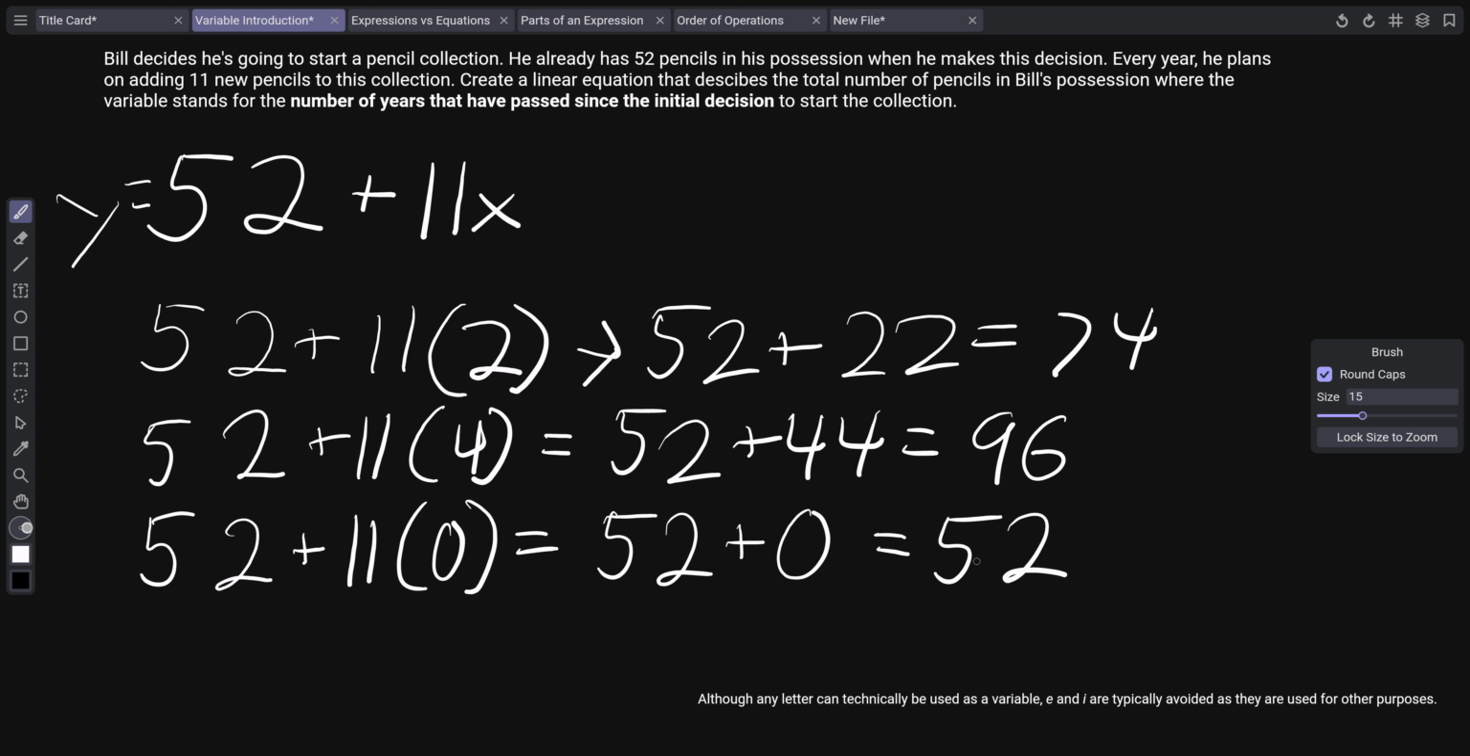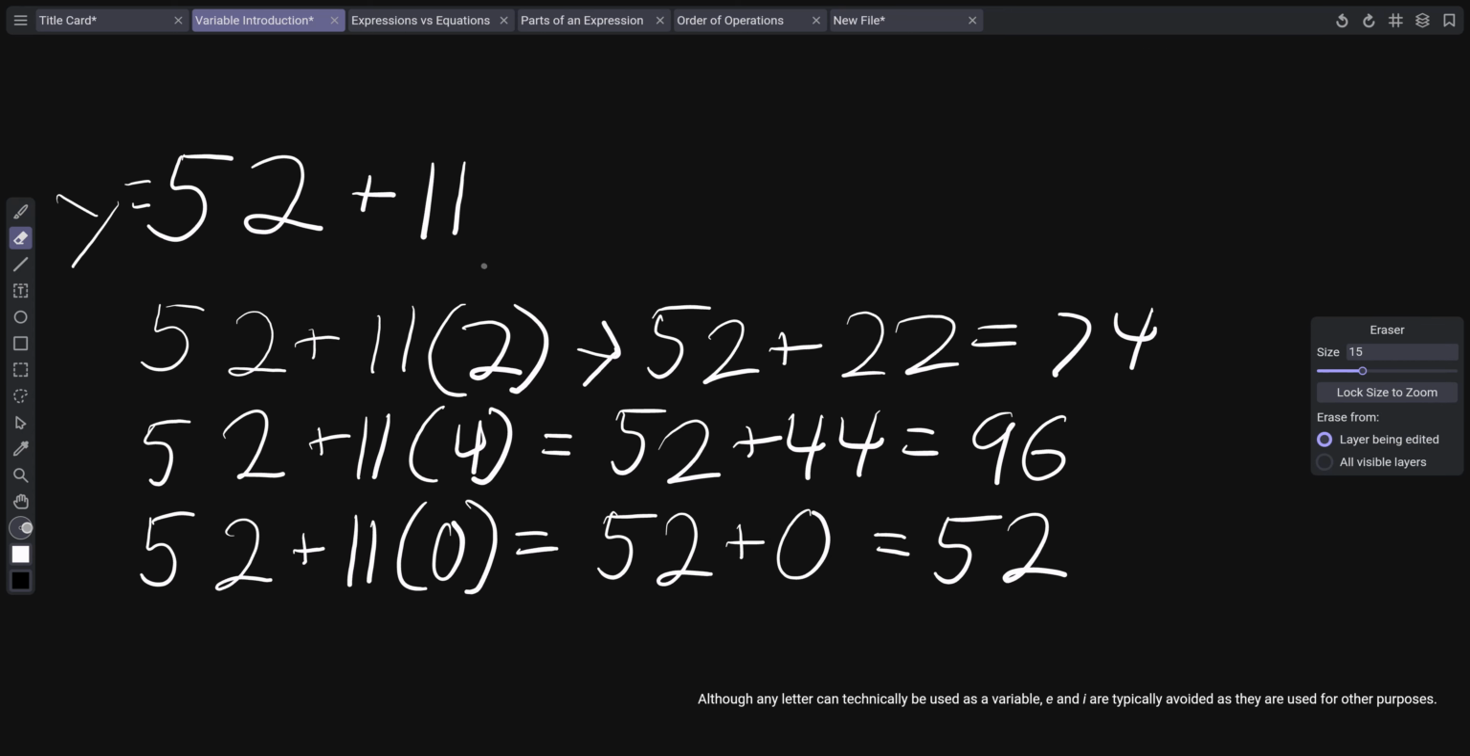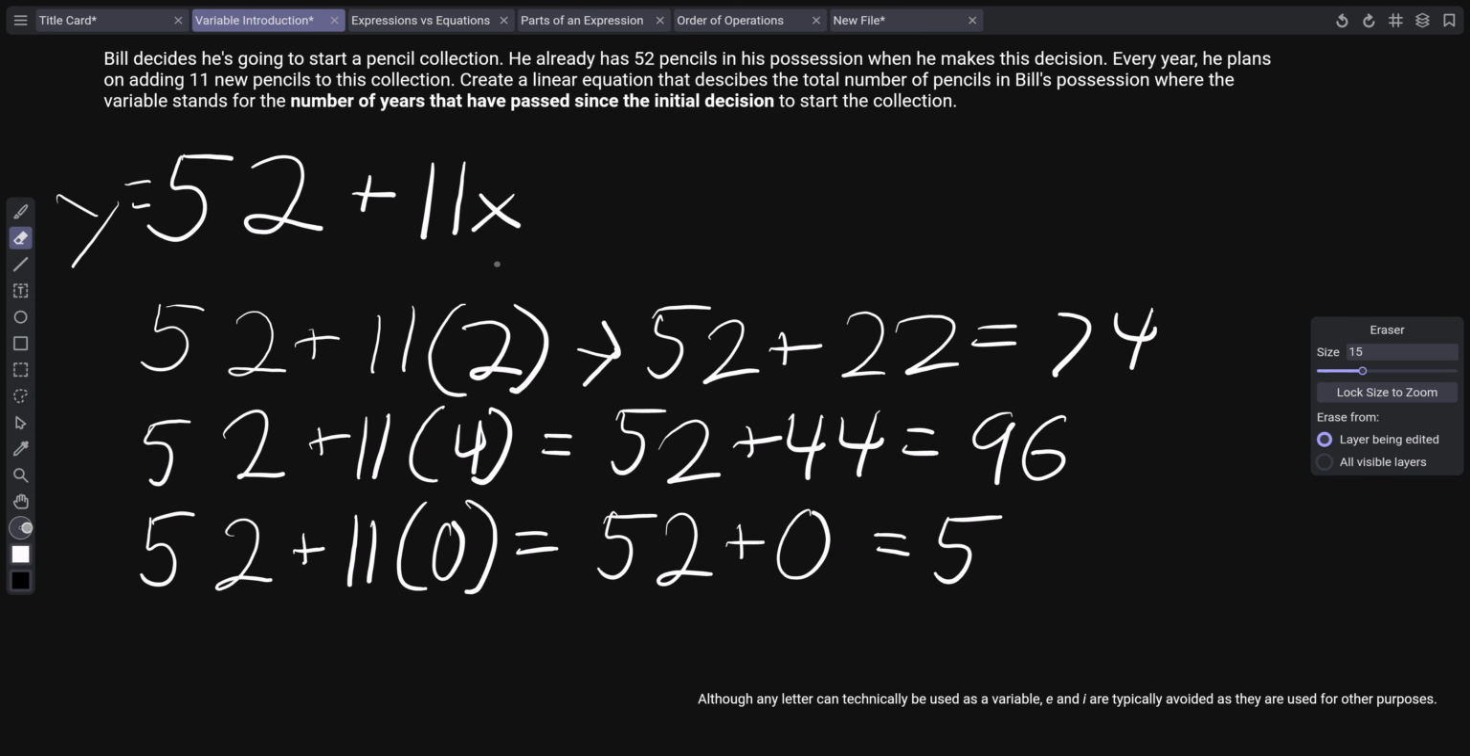And we could have used any letter for the variable here, right? So we could have used, sometimes T gets used a lot. So we could have written.